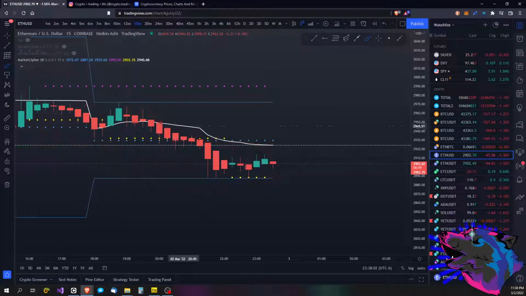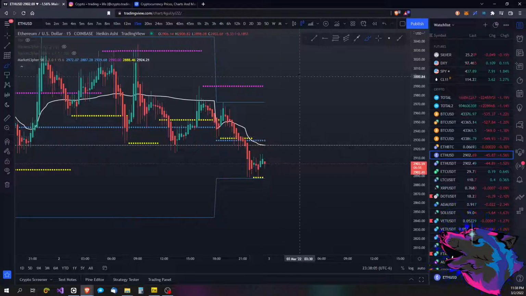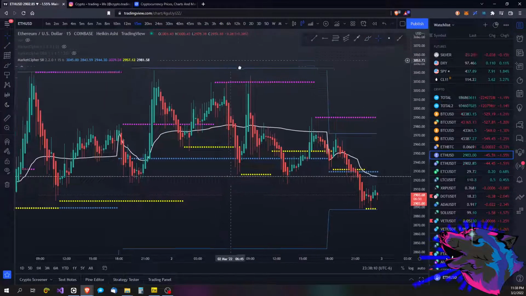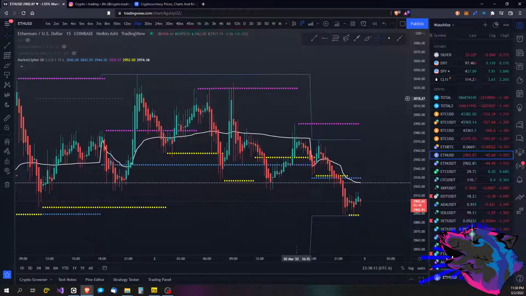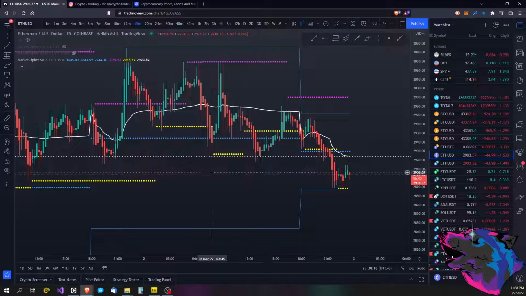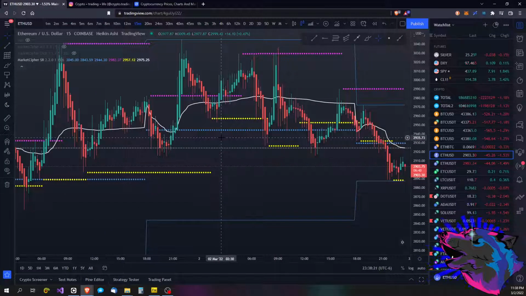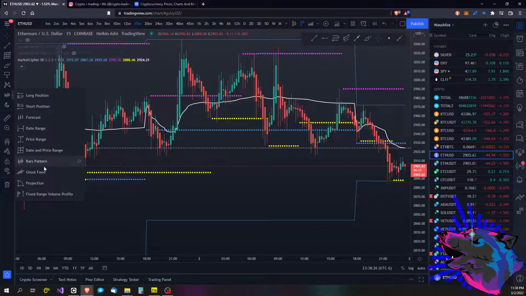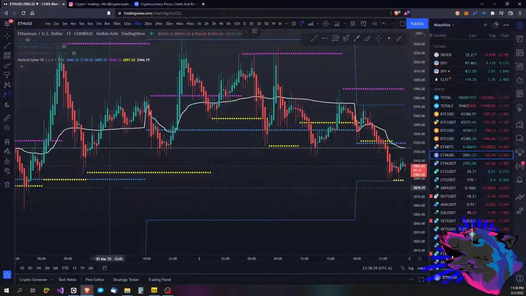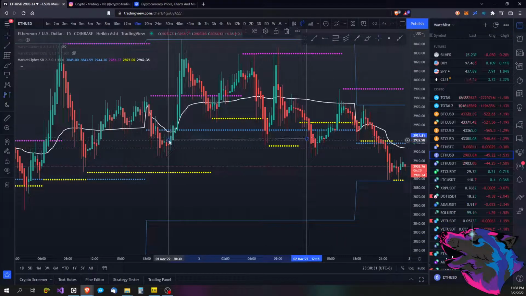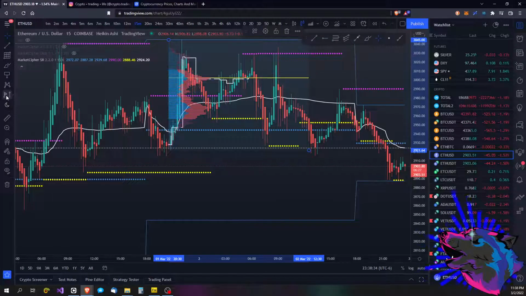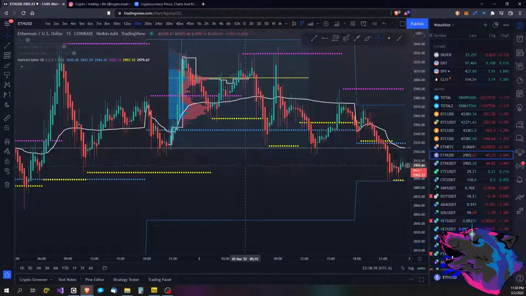And lastly, the Market Cipher SR. As you can see, it comes up with some suggested support and resistance levels. I don't know the specific details of how it's forming these, but if I had to take a guess, I imagine it's taking into account the fixed range volume profile, as well as other things.